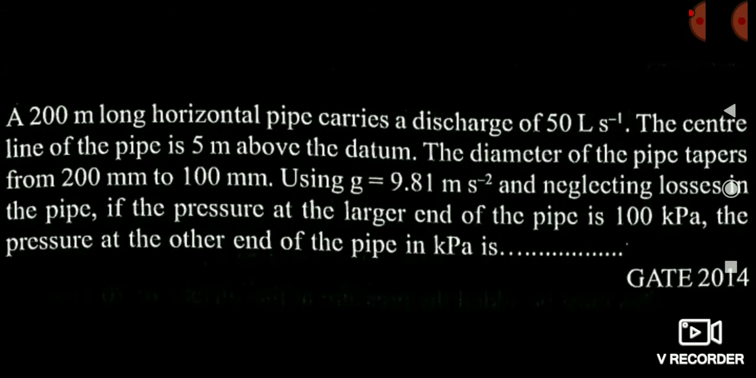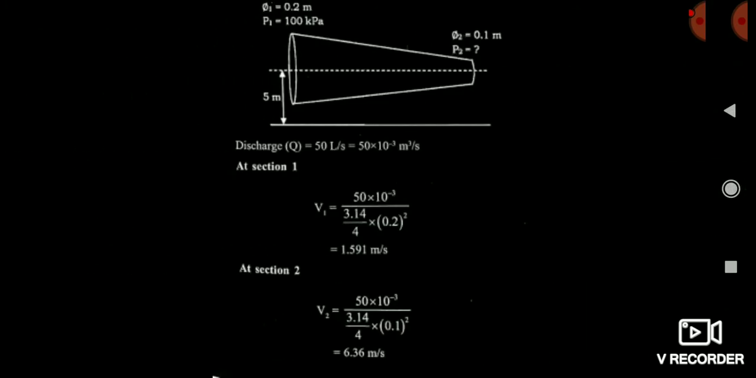You see the next question asked in the 2014 paper. Here you can see that a 200 meter long pipe carries a discharge of 50 liters per second, and the center line of the pipe is 5 meter above the datum, and the diameter of the pipe tapers from 200 mm to 100 mm, and gravity is 9.81, neglecting the other losses. The pressure at the larger end of the pipe is 100 kilopascal, and it is asking the pressure at the other end of the pipe in kilopascal.